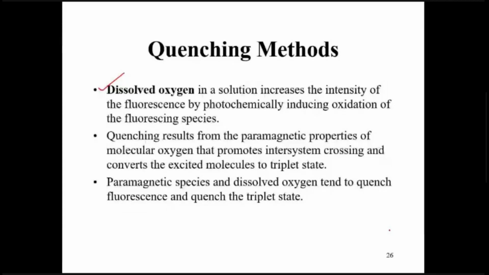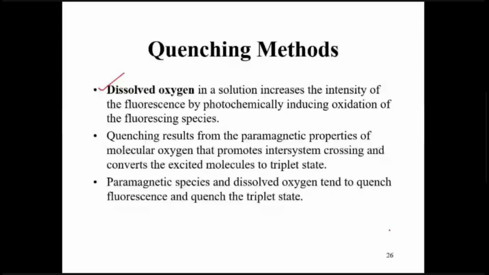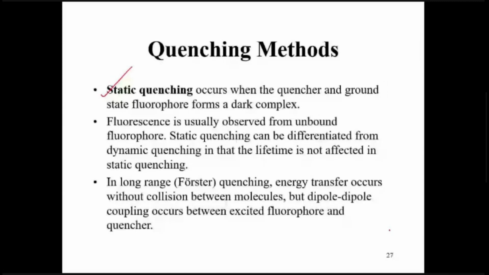There is diamagnetic, there is paramagnetic, and there is non-magnetic. Basically, the paramagnetic properties help molecular oxygen to promote intersystem crossing in the adjacent species. So paramagnetic species and dissolved oxygen tend to quench the fluorescence and quench the triplet state. Static quenching. This is the third part.